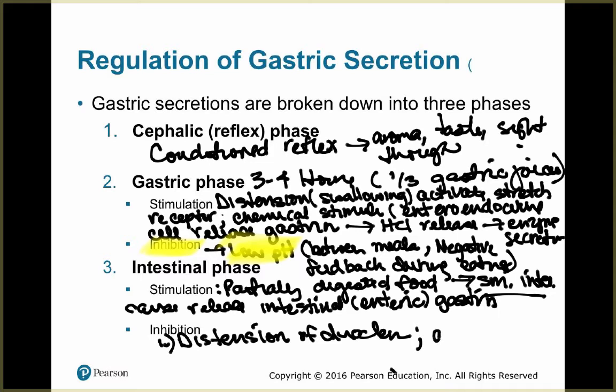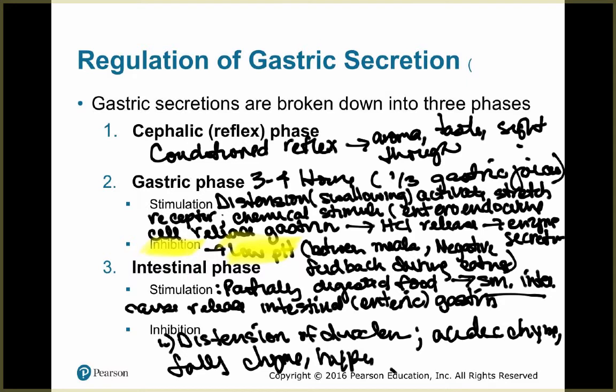Another thing is the presence of acidic chyme, fatty chyme, or hypertonic chyme. So these inhibitory effects actually protect the intestines from being overwhelmed by too much chyme or too much acidity that it can't actually take, right? The inhibition is achieved in a couple different ways. And that's what we're going to talk about next on our next slide.